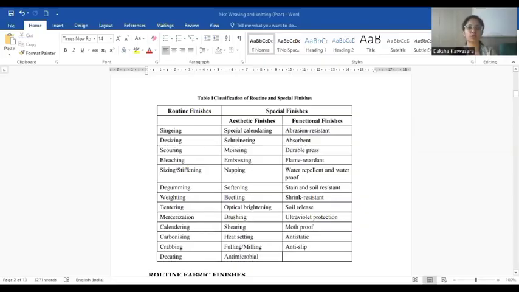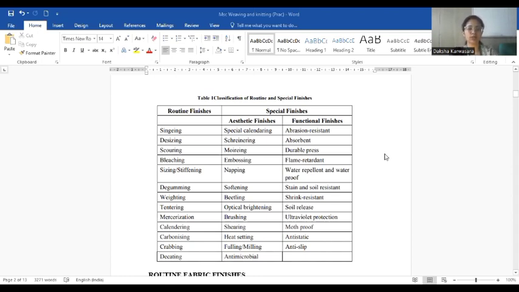In the previous lecture, we studied the classification of finishes, in which we covered the routine finishes. In this lecture, we cover the next finishes, which are special finishes, and which have two types: aesthetic finishes and functional finishes. So first of all, we revise what finishes are. The main function of finishes is to alter the overall appearance of the fabric, to change the characteristics and quality of the fabric. In the special finishes, there are two categories: aesthetic finishes and functional finishes.